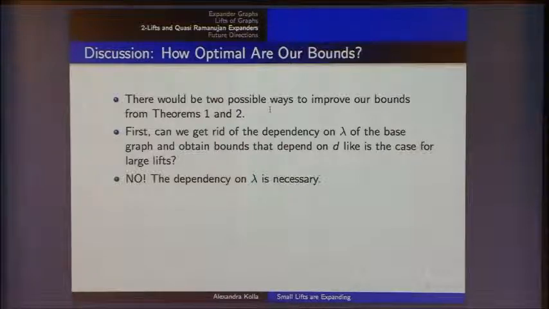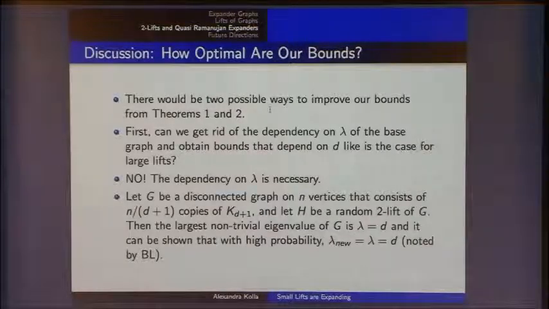Why is the answer no? It can relatively easily be shown that, for example, if you start with a disconnected base graph, let's take n over d plus 1 copies of K_{d+1}, then a random 2-lift of it with high probability has new eigenvalue equal to lambda equal to d. So we cannot hope to get any Ramanujan bound that does not depend on the eigenvalue of the base graph, because we have very little randomness. I mean, in some sense, taking n-lifts kills the base graph. Like, it's so much bigger. But here, we can show that with high probability.